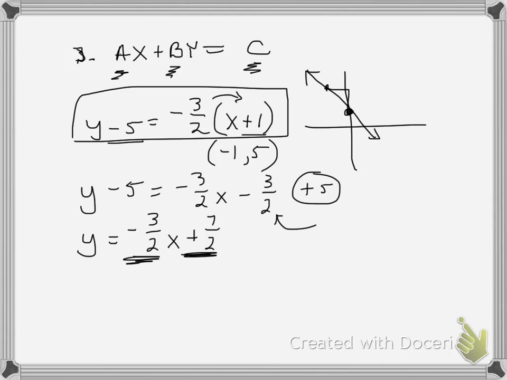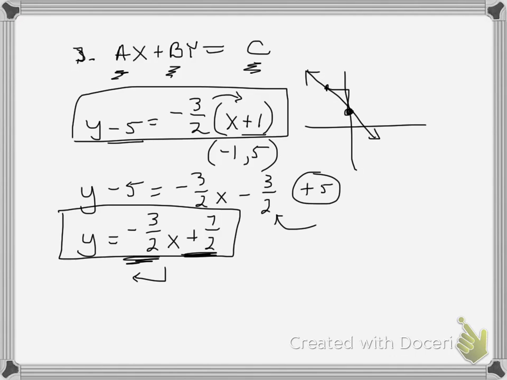Now part C says transform the equation to the ax plus by equals c form, where a, b, and c are constants. So you can go ahead and start with the one you have in B. That's actually probably a little easier. I want the y on the left side, the x on the left side, and the constant on the right side.